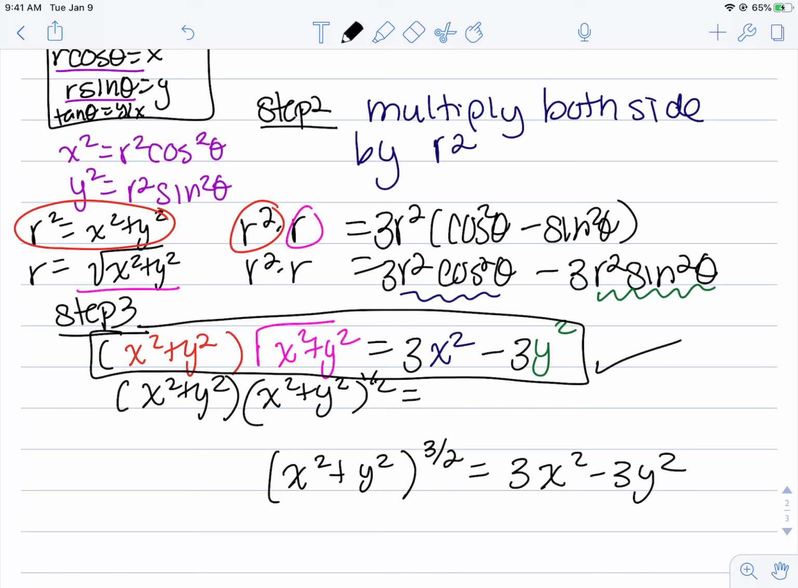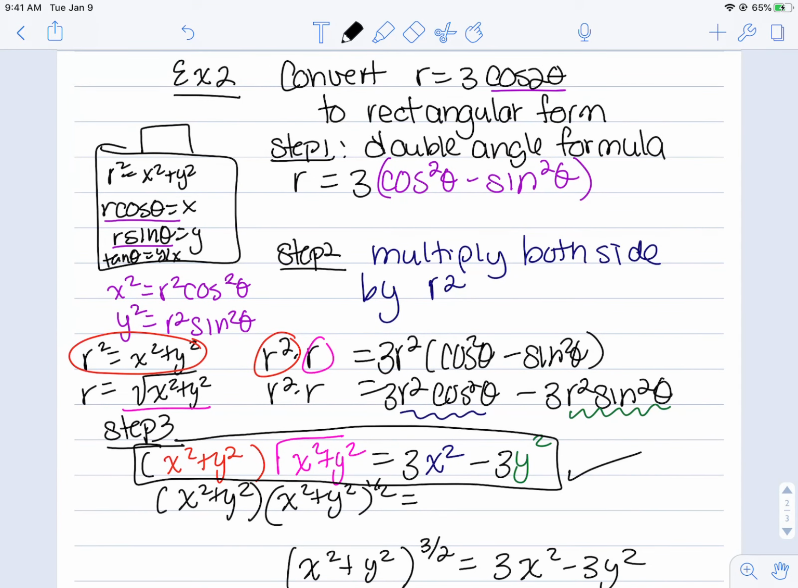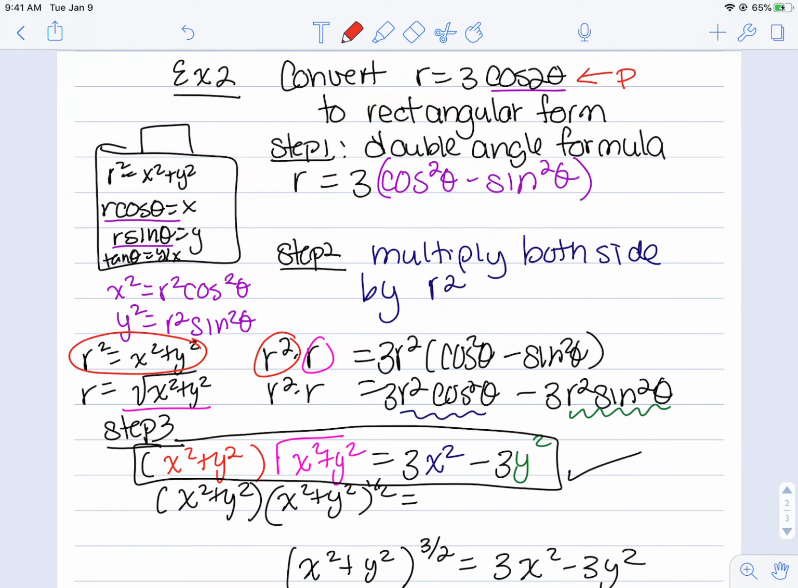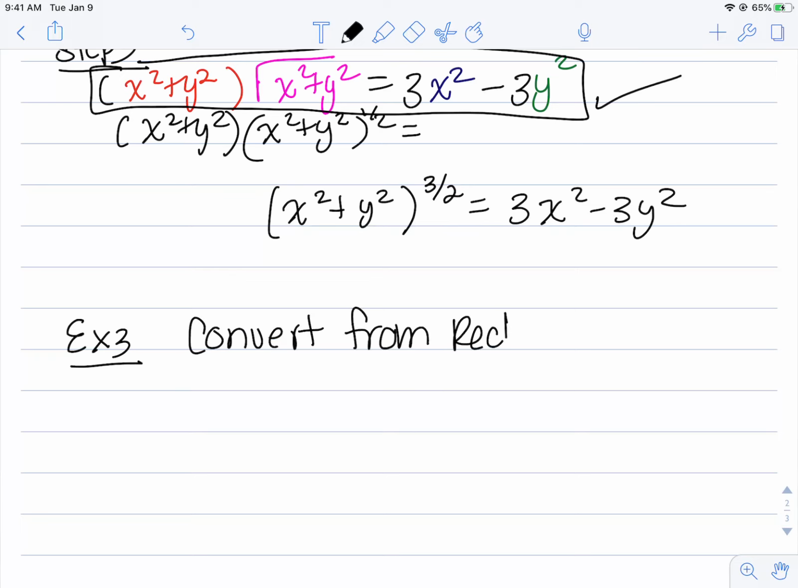All right, let's move on to converting from rectangular to polar. So we did 2 examples, and those were to convert from polar. How do you know it's polar? Because you have an r and a theta. To rectangular. Let's try another example where we convert. So title this example 3. Convert from rectangular to polar form.